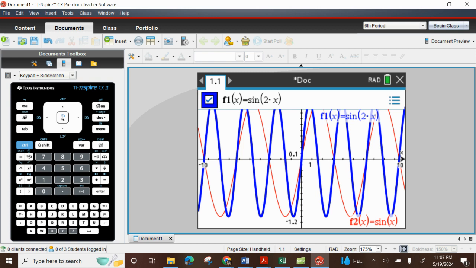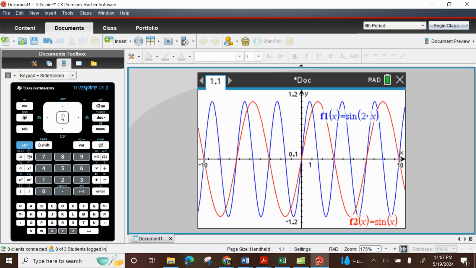to the wavelength. Now look at the difference between the blue and the red. The red, you can see, still has a wavelength of 2 pi. It goes from 0 up to the top, up to 1, back to 0, down to -1, and back to 0. And again, that is at 2 pi.